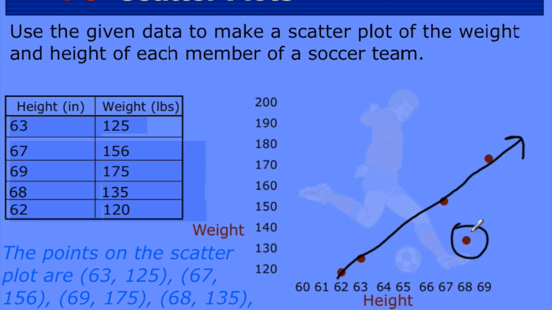So here we have a positive correlation because it's going up. And we do have a strong relationship, a strong correlation, besides this little outlier over here. So maybe this person is just really tall but very skinny. Kind of the oddball, but nonetheless it is a positive correlation.